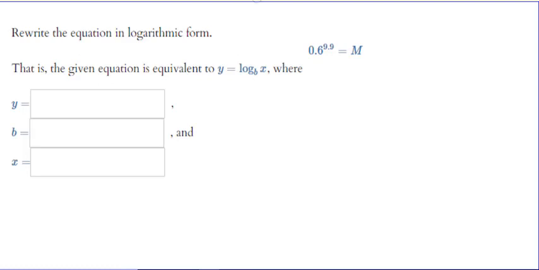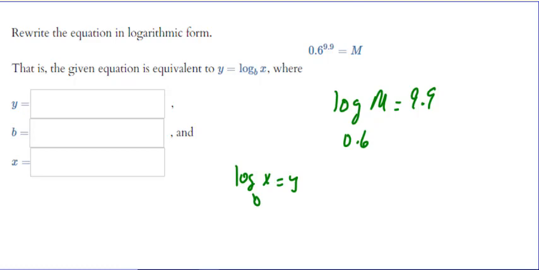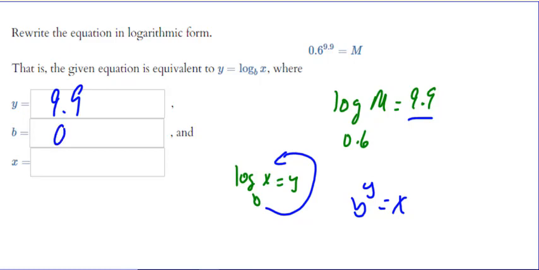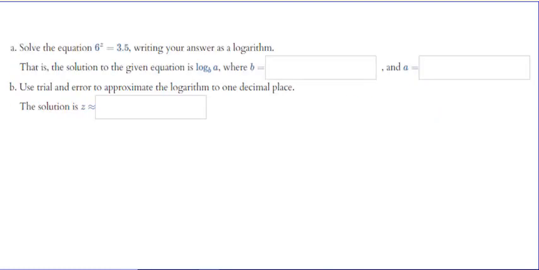Let's do this one, and then we'll be done, and that'll be part 3's video. So the base is 0.6, right? Of m is equal to 9.9, right? So we need to know what things are. Log base b of x equal to y. So we do backwards, that's b to the y is equal to x, right? So the y is 9.9, the base is 0.6, and the x is m. There you go.